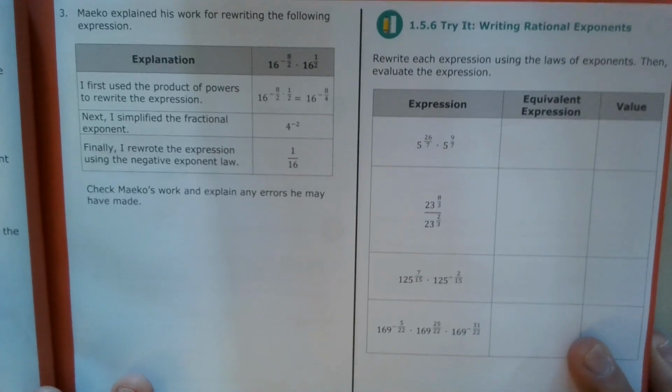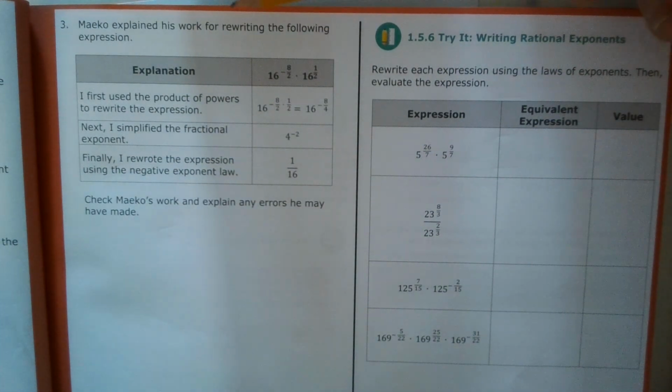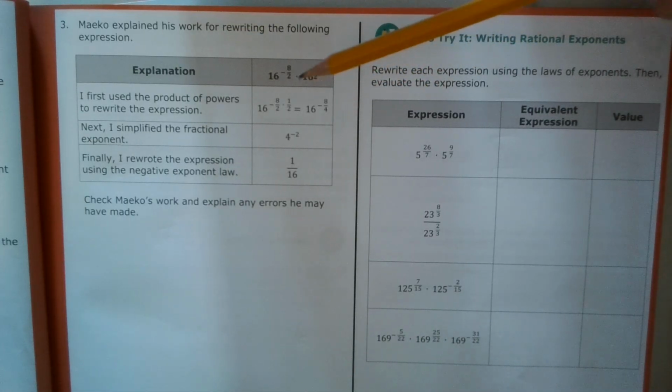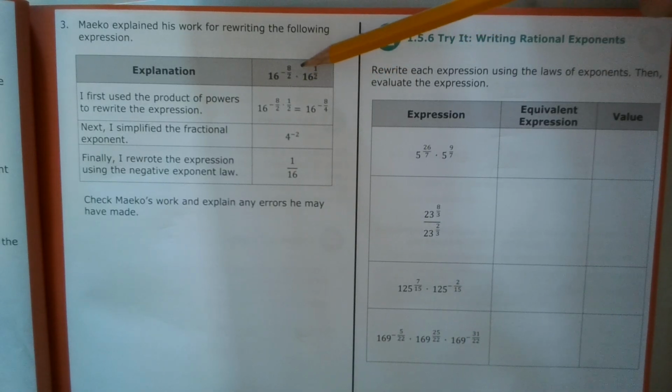All right, let's flip over. This will be the last page of this particular lesson. So again, we're on page 31. Number 3. Mako explained his work for rewriting the following expression. So he's got 16 to the negative 8 halves times 16 to the 1/2. So you're going to add these. You're going to end up with, so that's essentially 4 minus 1/2, which, let's see what they did here.